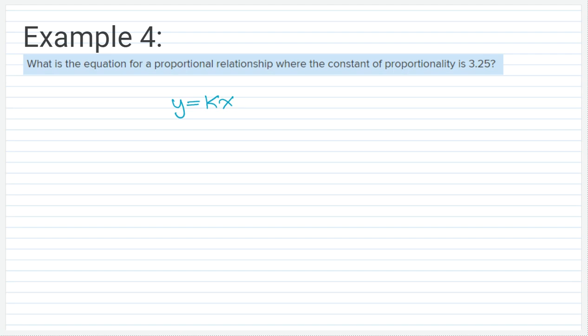But in this case, we don't have to do any calculations. They tell us in the problem that k is 3 and 25/100ths. So all we have to do is plug it in for k. So this is going to be y equals 3 and 25/100ths x. And that's it. Done. So if you can remember that the form of an equation for a proportional relationship is y equals kx, these problems are going to hopefully not be too bad.